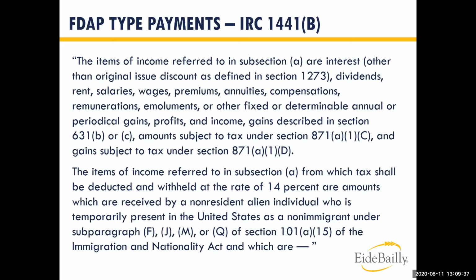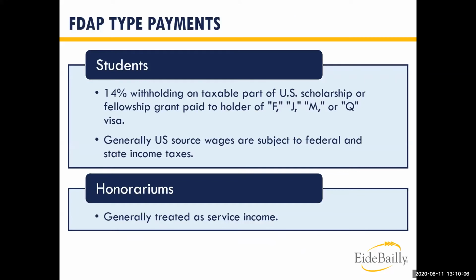And this is really just the definition within the code, but I also want to point out that if there is income that is payable to a non-resident alien individual that's temporarily present in the U.S. under these different immigration visas, then the 14% withholding rate applies rather than the 30%. That would apply to, for instance, students, where the 14% applies if they're under the F, J, M, or Q visa, and generally the U.S. source wages are subject to federal and state income taxes.